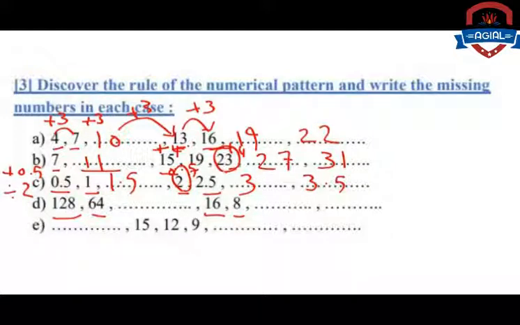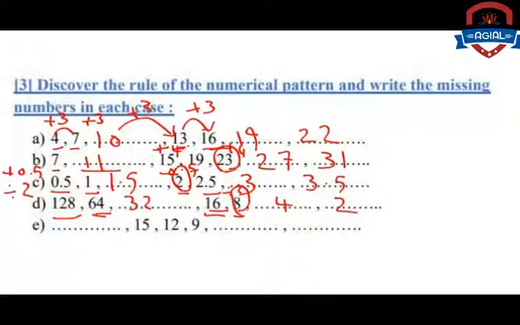And here, from 16 to 8, if we divide by 2, then the next number would be 8. 16 divided by 2 equals 8. So we have here 64. 64 divided by 2 equals 32. And 32 divided by 2 equals 16. And 8 divided by 2 equals 4. And 4 divided by 2 equals 2.